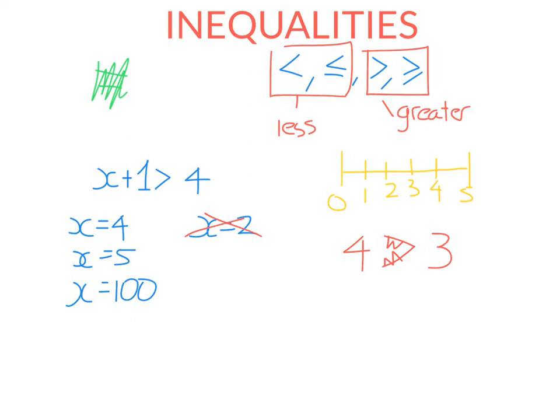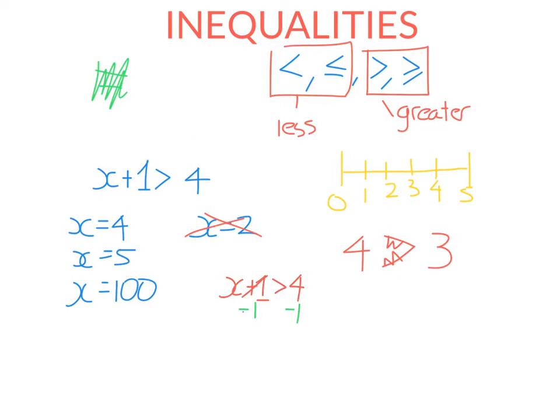But we want to be able to write all of these solutions. We don't want to spend all day, though, writing out 1,000 possible solutions. So instead, this is what we do. We're going to solve this just like a normal equation. So if we had something like x plus 1 equals 4, we would just subtract 1 from both sides. So we're not going to do anything different here. Let's subtract 1 from both sides.